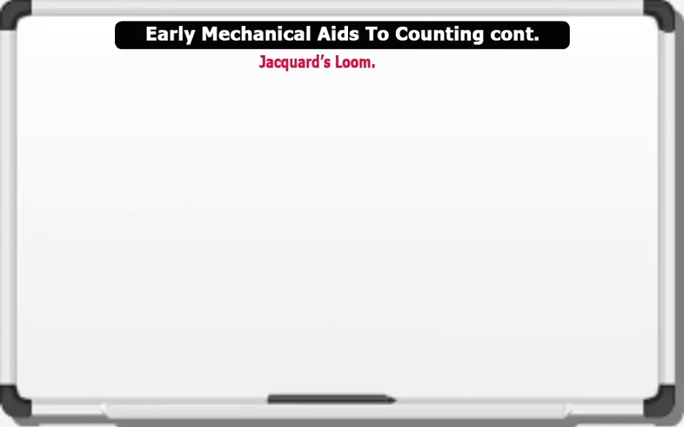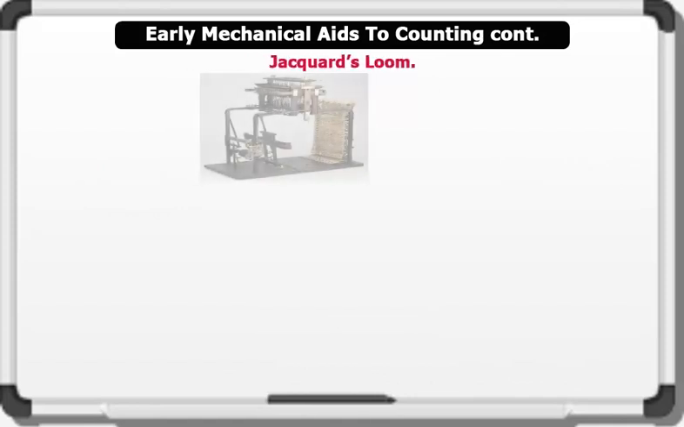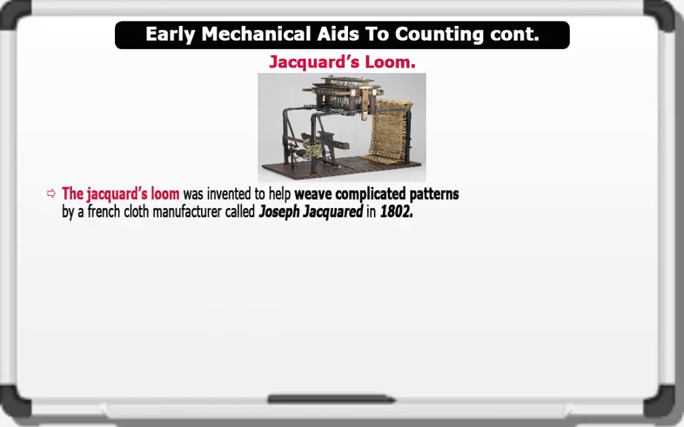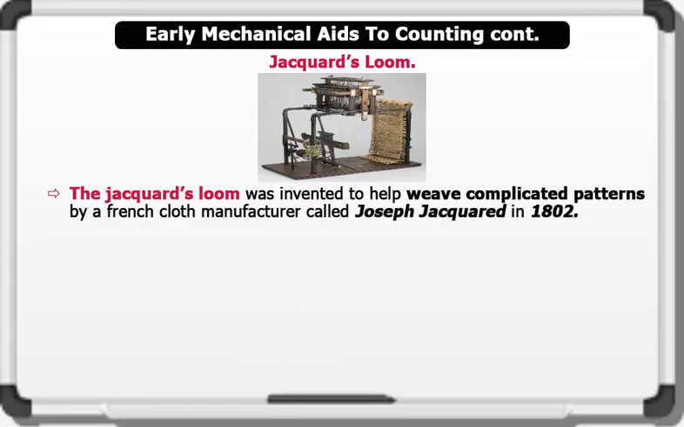5. The Jacquard's loom. Below is the Jacquard's loom machine. The Jacquard's loom was invented to help weave complicated patterns by a French cloth manufacturer called Joseph Jacquard in 1802.